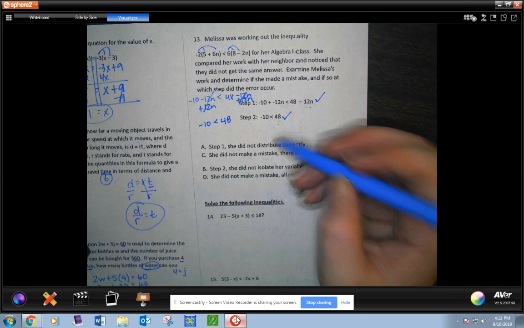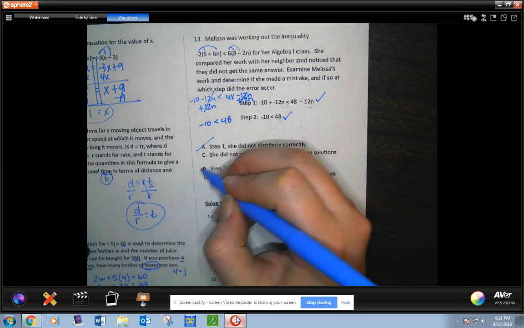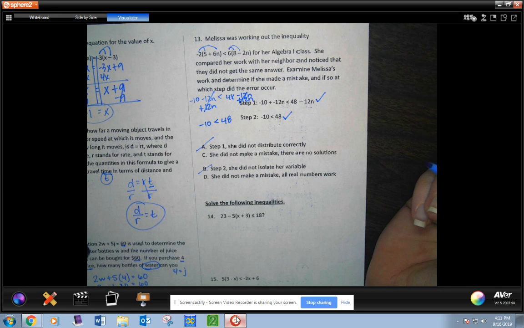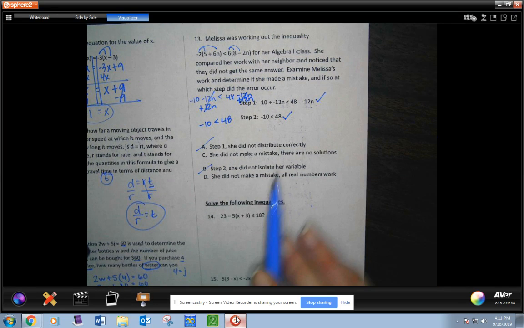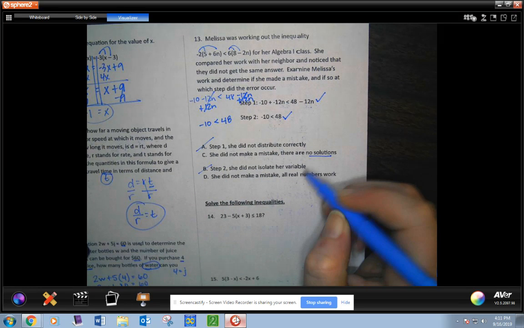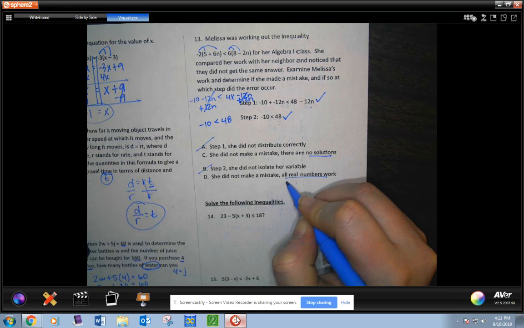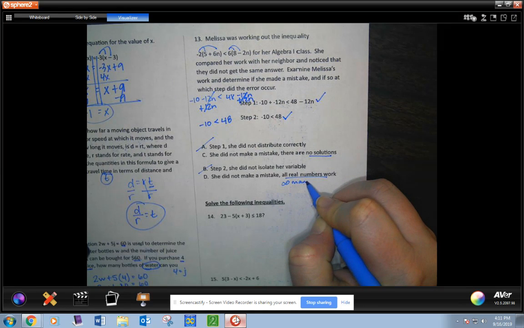So her steps look good. So step 1, she didn't make a mistake, and step 2, she did not make a mistake. So your 2 answer choices are she did not make a mistake and there are no solutions, or she did not make a mistake and all real numbers work. All real numbers is the same thing as infinitely many solutions.